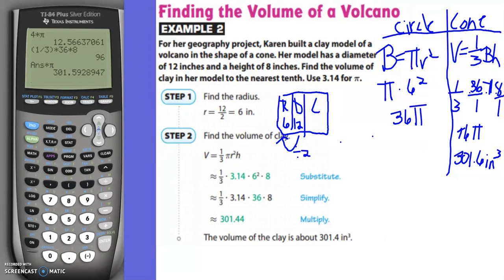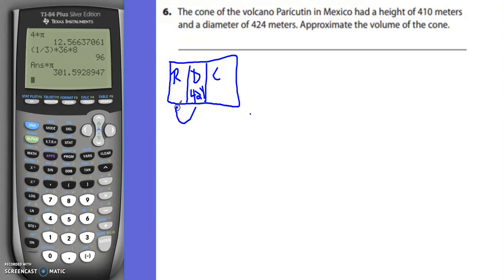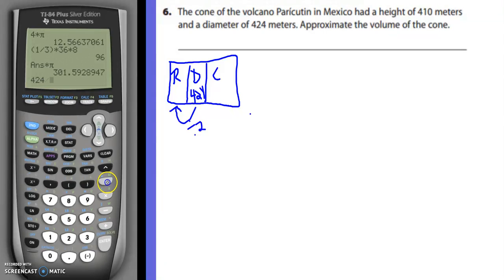All right, let's take a look at the last one. The cone of the volcano Paricutin in Mexico had a height of 410 meters and a diameter of 424 meters. Approximate the volume of the cone. We're going to do an RDC table. So the diameter is 424. To go from diameter to radius, I have to divide by 2. So 424 divided by 2 is 212.